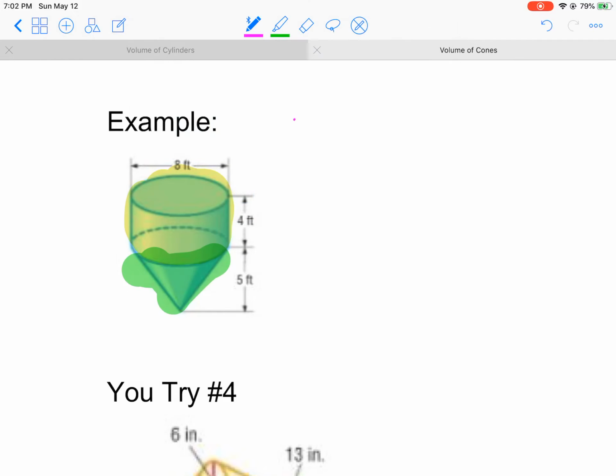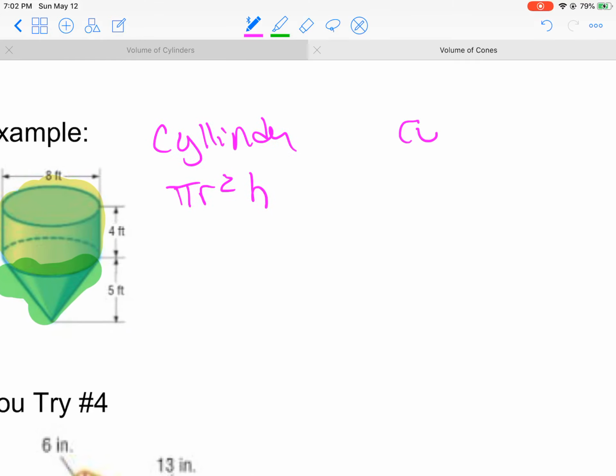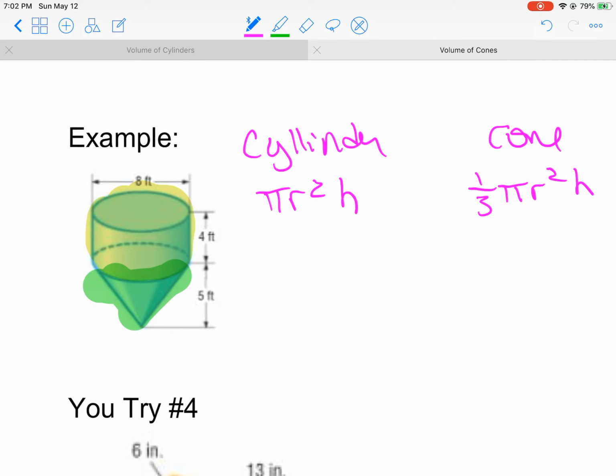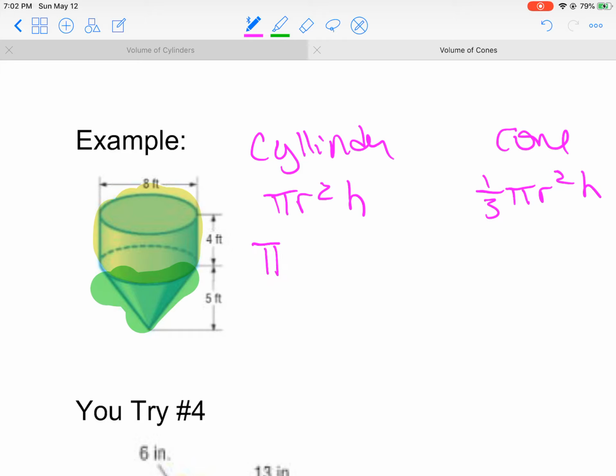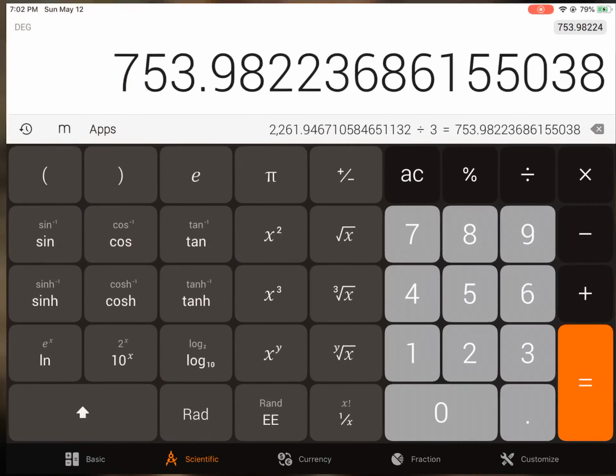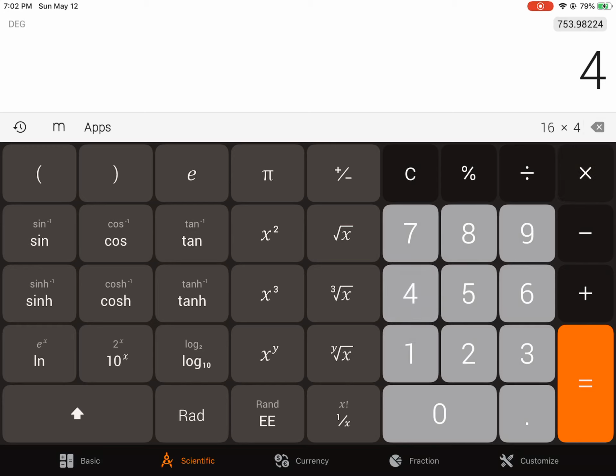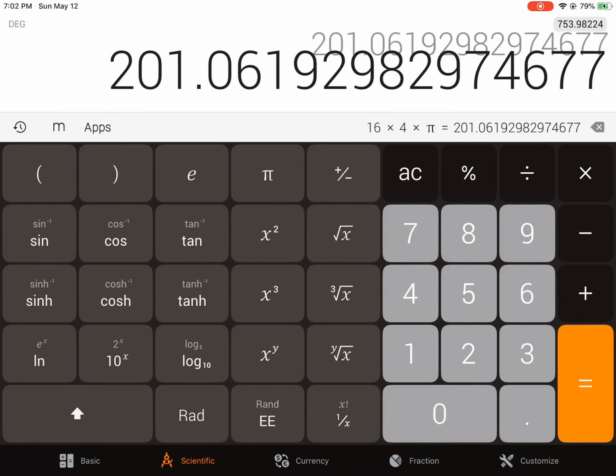So cylinder is pi r squared h, cone is 1/3 pi r squared h. Okay, so for our cylinder, we have pi times radius. They've given us a diameter, so our radius is 4. So 16, because 4 squared is 16, and our height is 4. Okay, so we'll calculate that. So 16 times 4 times pi equals that.